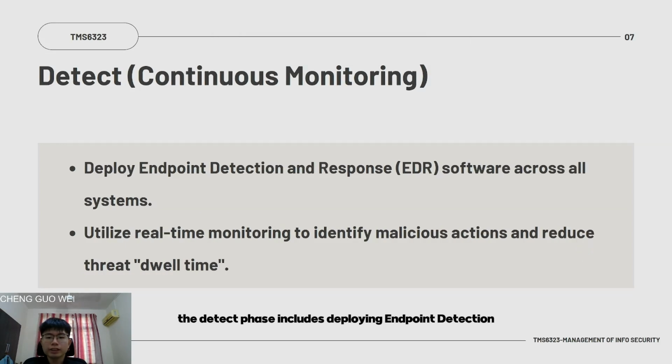The detect phase includes deploying endpoint detection and response (EDR) software. This provides our IT team with real-time visibility to catch threats before they escalate.